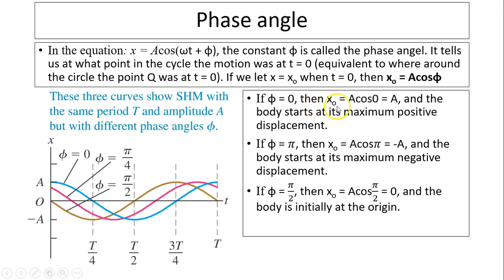So if phi equals 0, x naught equals A, so the body starts at its maximum positive displacement. If phi equals pi, then x naught equals negative A, which means the body starts at its maximum negative displacement. If phi equals pi over 2, then x naught equals 0. That means the body is initially at the origin, just moving back and forth. Right when it's at the origin, that's when you start your timer. That's what it means.